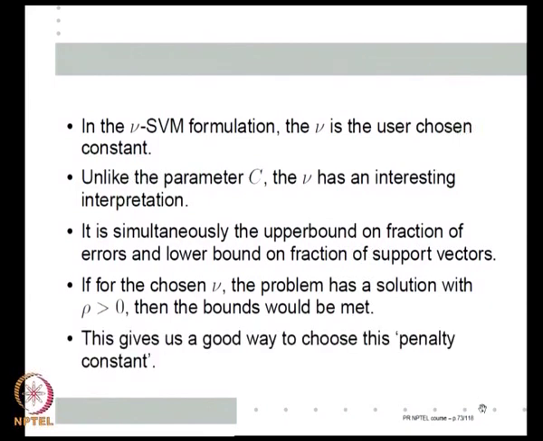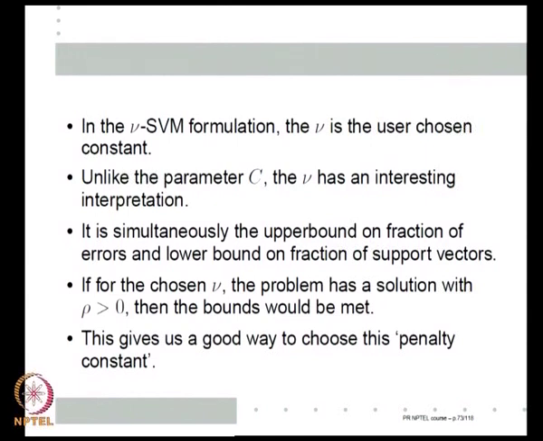This gives us a very good way of choosing the penalty constant. Unlike C, I can choose nu. Because I now have a good idea, if I am willing to tolerate at most 10% margin errors, then I choose nu to be 0.1. I solve it.